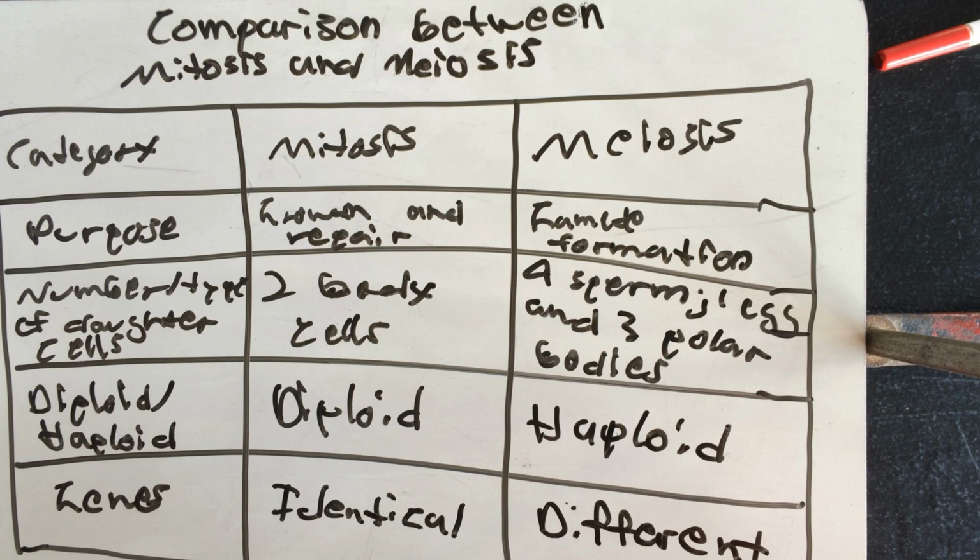Mitosis is used for growth and repair. It's involved with 2 body cells. The cells are diploid and the genes are identical. Meiosis is for gamete formation. It involves 4 sperm, 1 egg, and 3 polar bodies. Its cells are haploid and its genes are different.